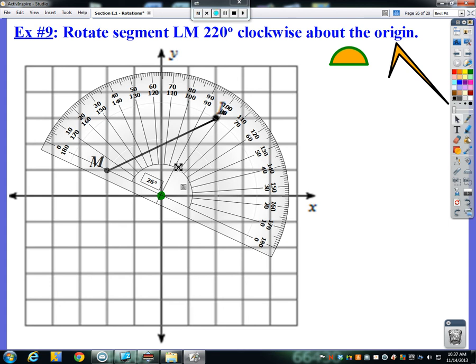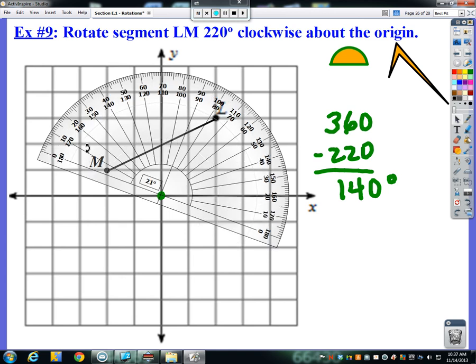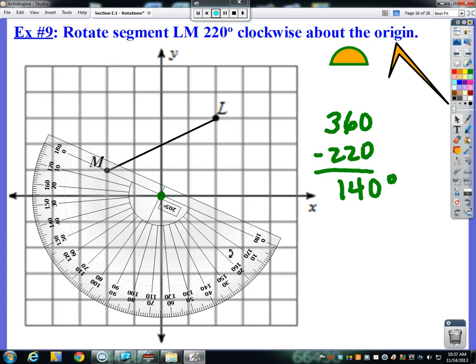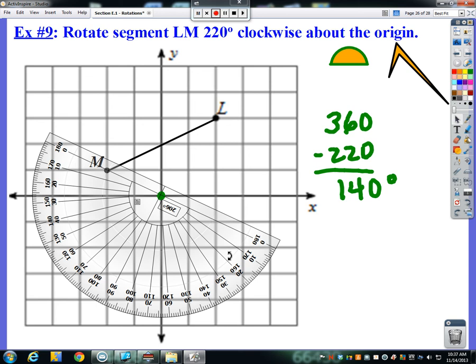Well, one thing we could easily do is 220 degrees clockwise would be the same thing as 140 degrees counterclockwise. So we can do 140 because 140 is between 0 and 180. So let's do that instead. So I'll just flip this upside down. Okay, so now 0 is still on M, but now we're going to go 140 counterclockwise. All right, so let's mark 140.